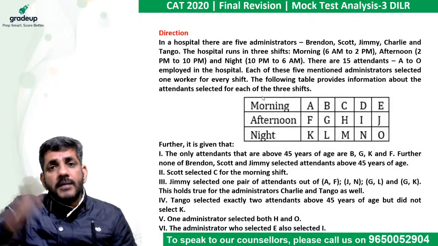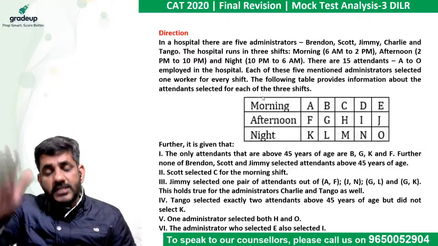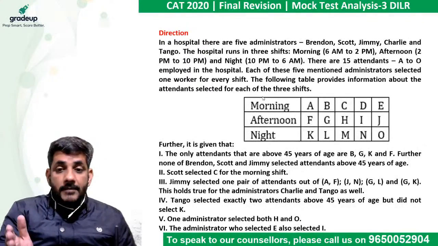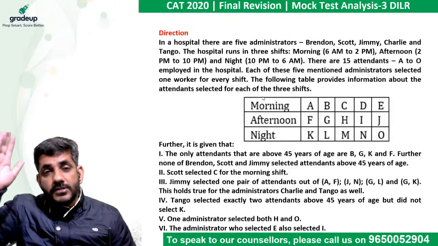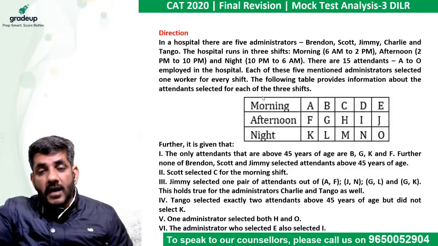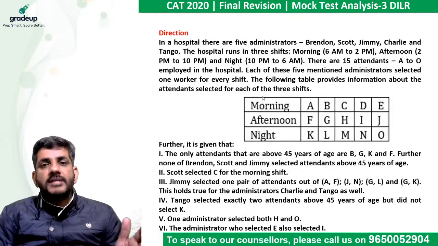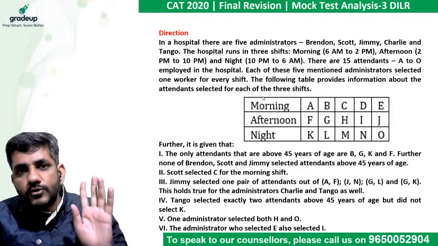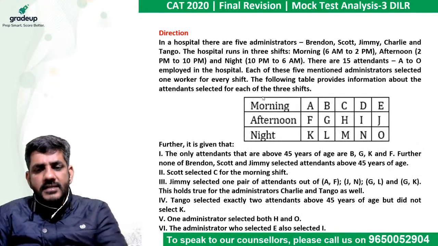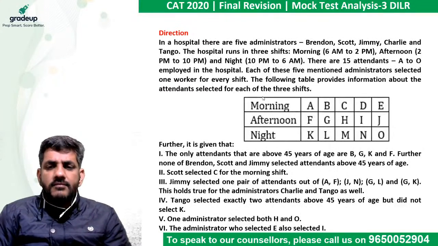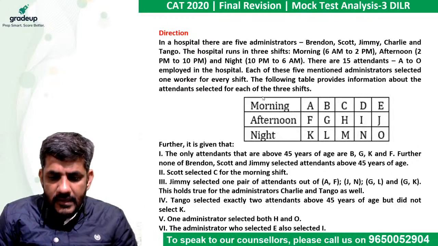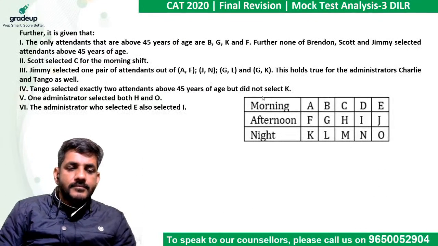Otherwise में एक और पैरामीटर सपोज वो जोड़ देते that these people are from these cities. So वो मुश्किल हो जाता है. Brendan has selected this person from Patna, but that person is not F. The person selected in afternoon is not from Jaipur. That makes it difficult. Here we have only 2 parameters. Brendan, Scott, Jimmy, Charlie and Tango. They have selected these people. We have to figure out which person selected whom. In my opinion, doable. Let's start doing this.